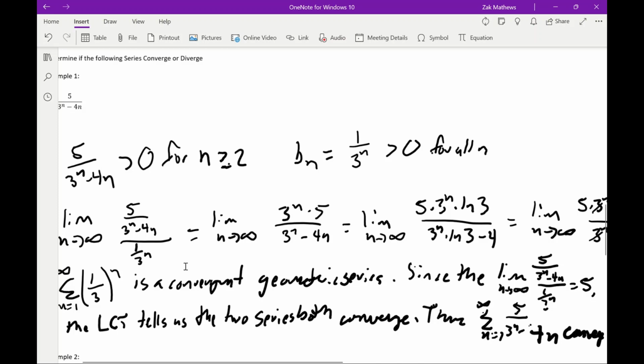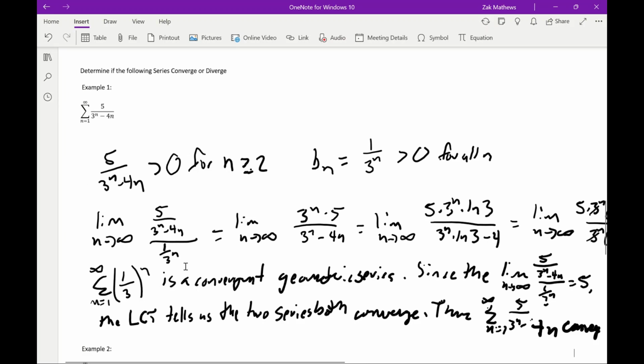Now, one thing I should have specified during the direct comparison test too, and I didn't, I'll specify it now. Notice we're comparing to a geometric series. We know that geometric series converges. We could actually find the value of convergence. We could find the sum of this series.